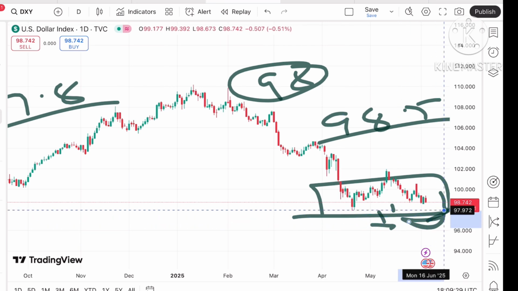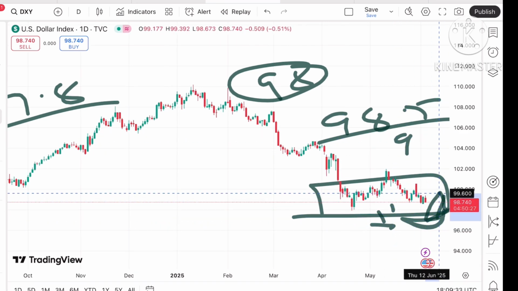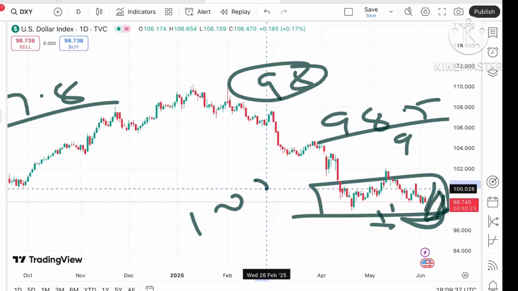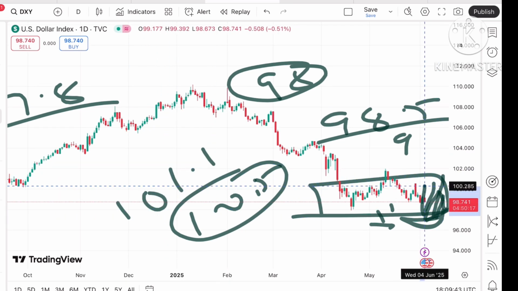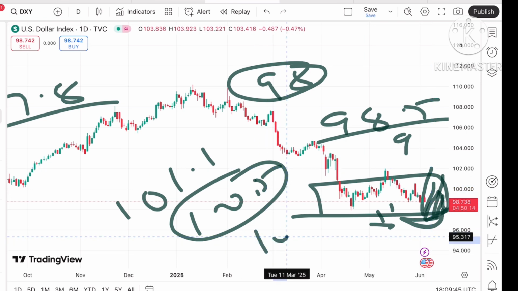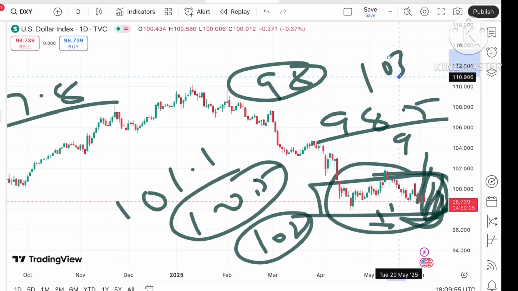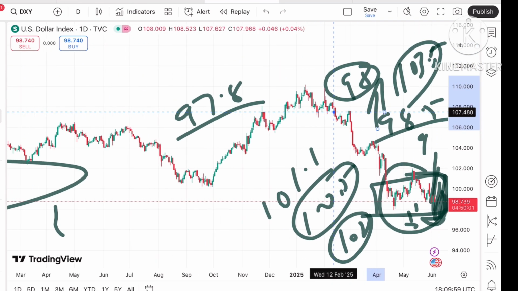But suppose it started sustaining above this level, there is a probability of touching a level of 99.3. From there, a level of 99.7, and then it can touch a level of $100.5. Suppose the price sustains that particular level, there is a chance of touching 101.1, and from there it can touch a level of 102. Or as soon as the price sustains over 102, the probability of touching 103.5 we can see, and then a further upside movement.